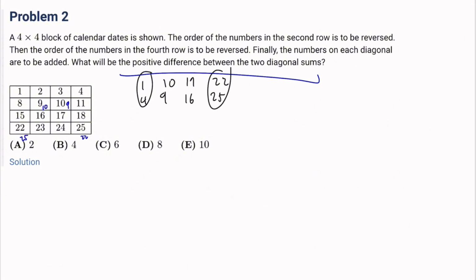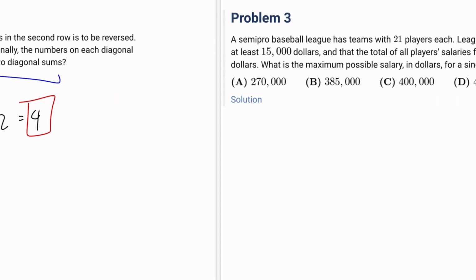These two are going to give a difference of 6, and then these two are going to negate that difference by 2, so this is equal to 4. That's the answer, it's B.